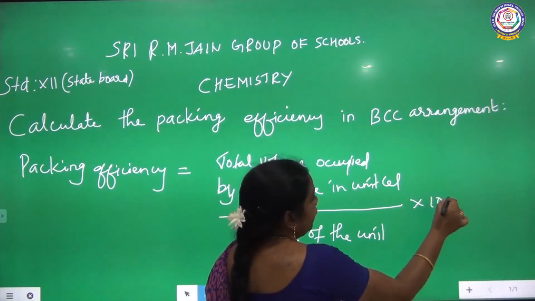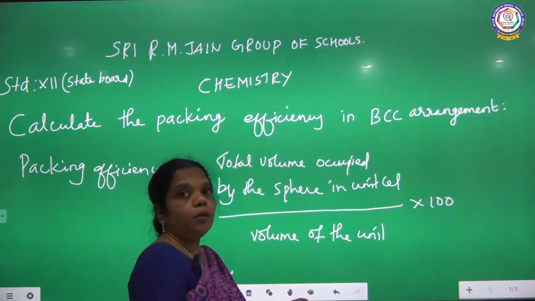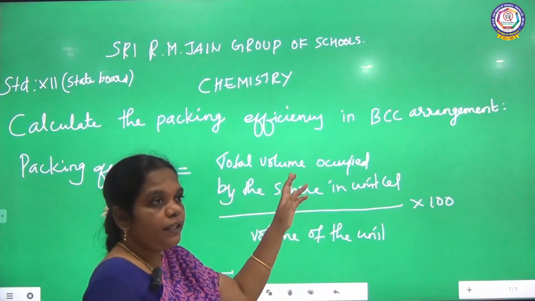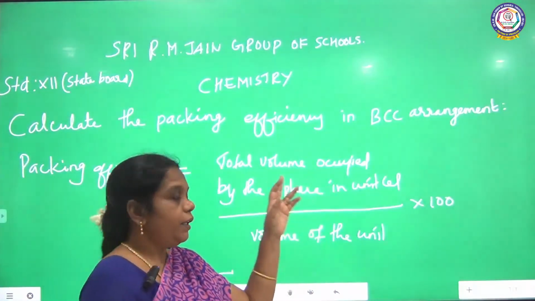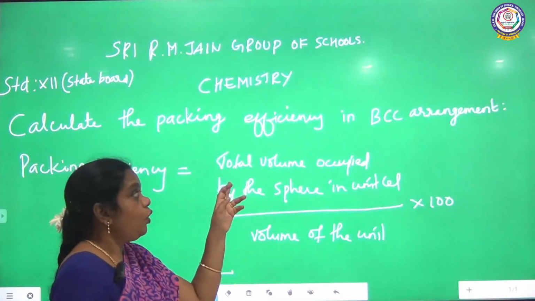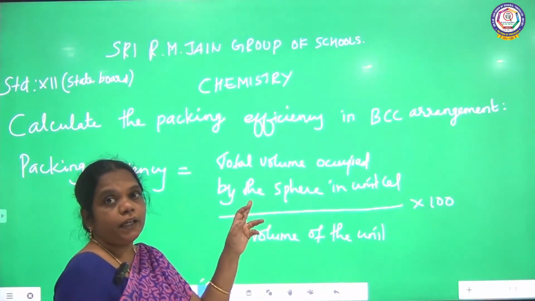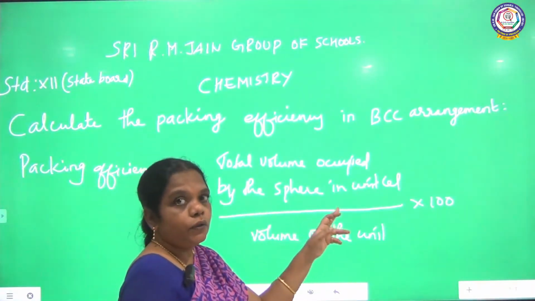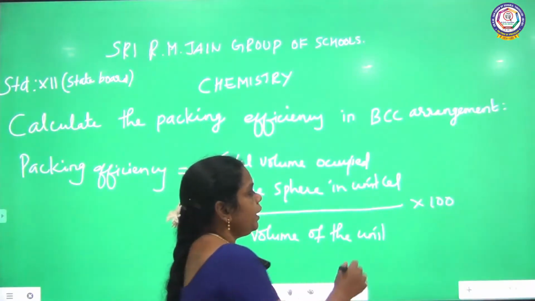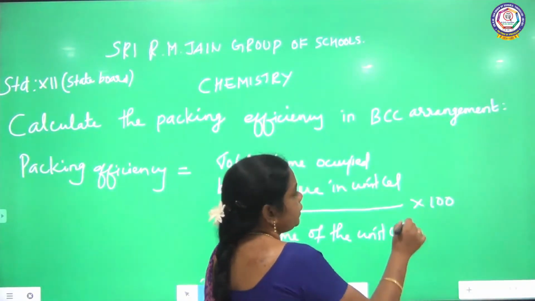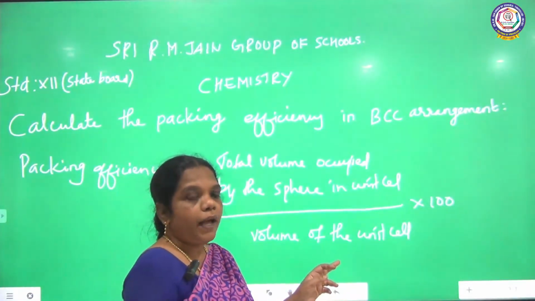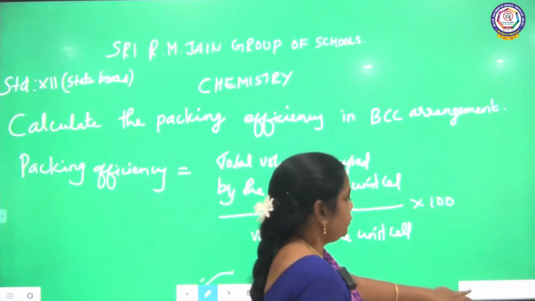into 100. So now this is the formula to find the packing efficiency of BCC, body center cubic lattice. So the packing efficiency is nothing but the total volume occupied by the sphere or the atom in the unit cell divided by the volume of the unit cell into 100. This is the formula to find the packing efficiency.